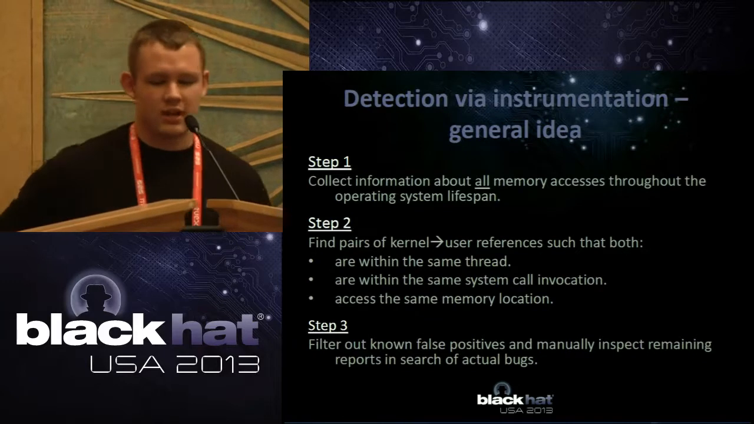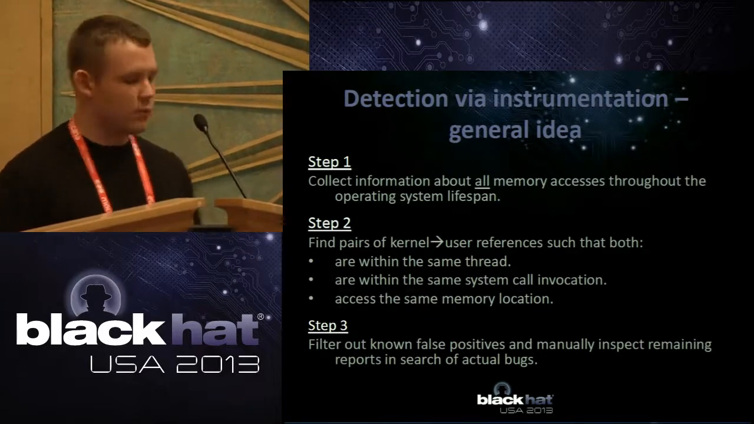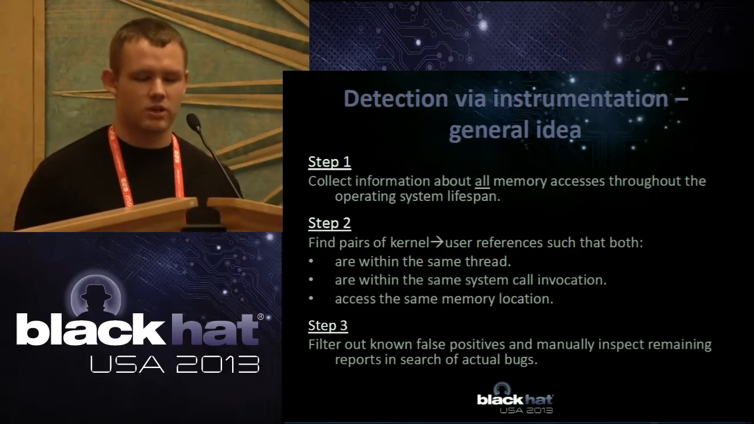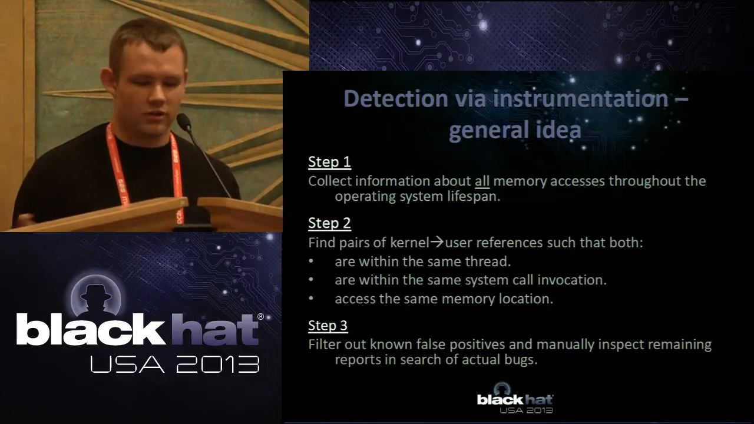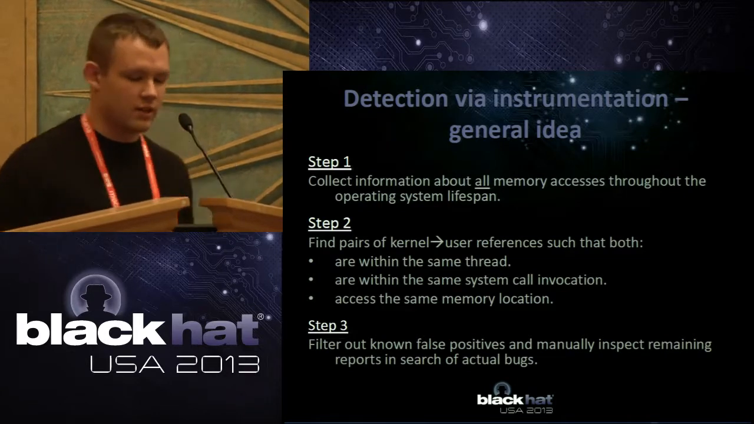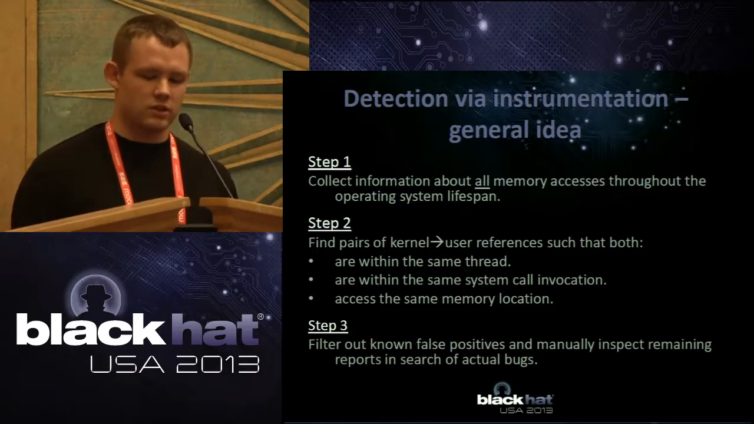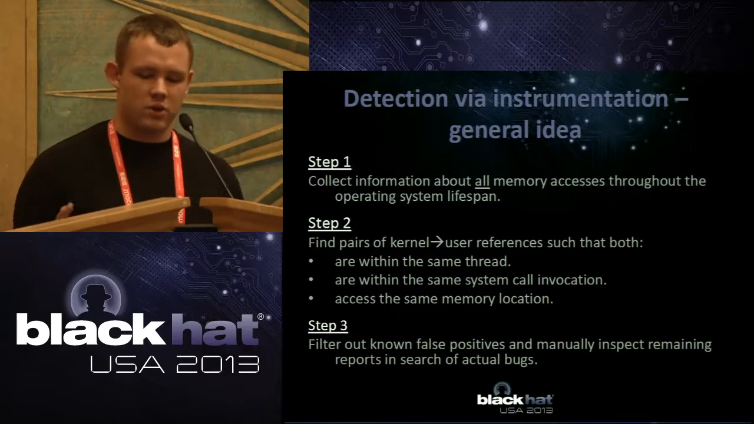When it comes to detection via instrumentation, the general idea is as follows. There are three major steps that we perform. The first one is to collect all information about the memory accesses that take place throughout the whole lifespan of an operating system. And after we have that information, what we do is find all pairs of memory fetches that take place in kernel mode and read from user mode memory such that they meet three conditions.